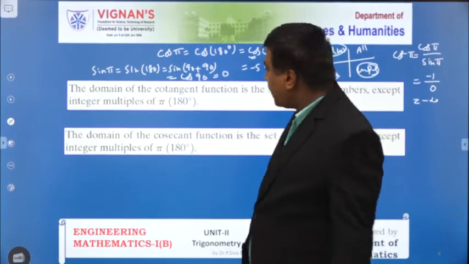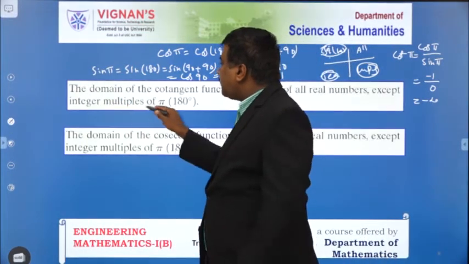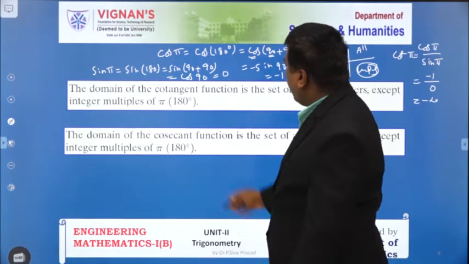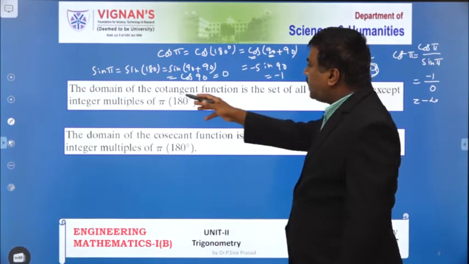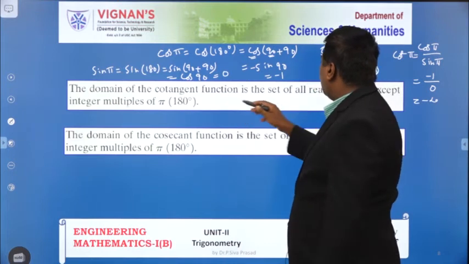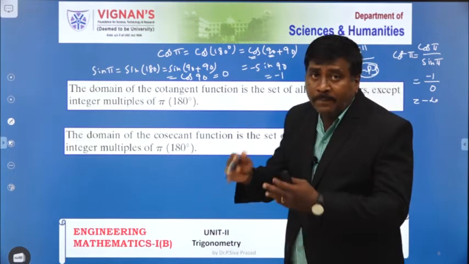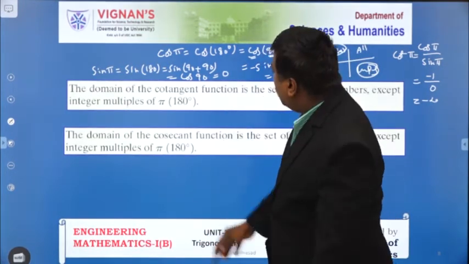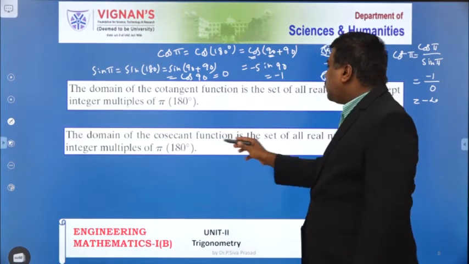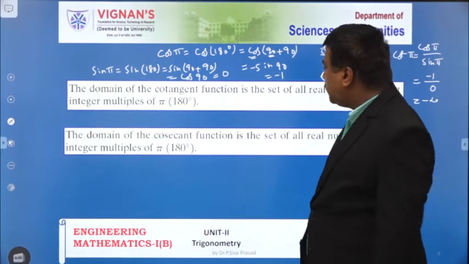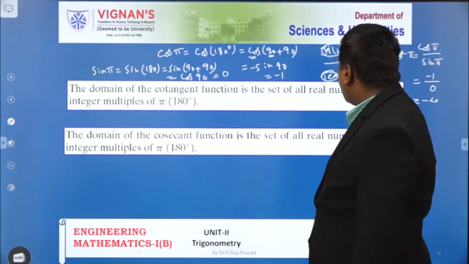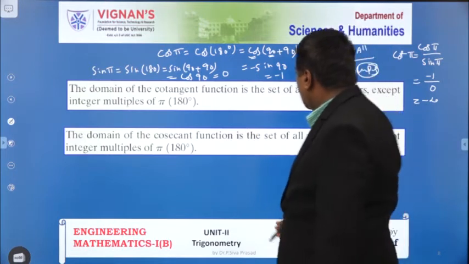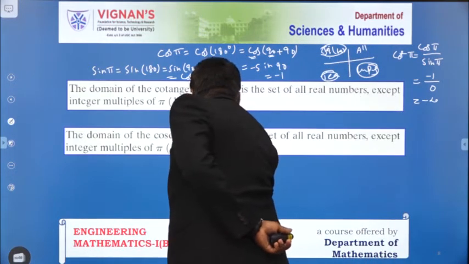If you take x value as plus pi, along the integer multiples, that is pi, 2 pi, 3 pi, like that we have to consider. So the domain of the cotangent is the real numbers except the integer multiples of pi. Now similarly the domain of the cosecant function is the set of all the real numbers except the integer multiples of pi.